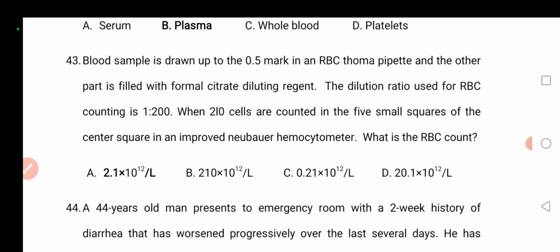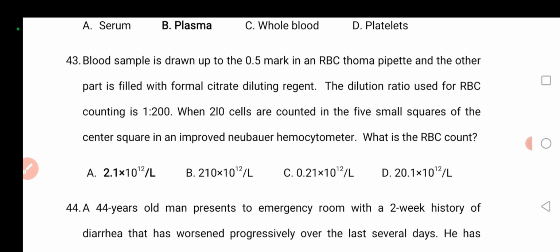Another question: a blood sample is drawn up to the 0.5 mark in the RBC pipette, and the other part is filled with formol citrate. The dilution ratio used for RBC is what? 1 to 200, and 210 cells are counted in the 5 small squares. So the center square is used, never changed. What is the RBC count?